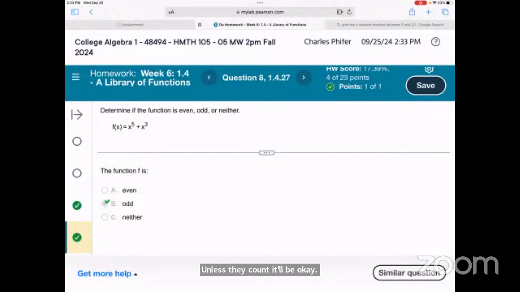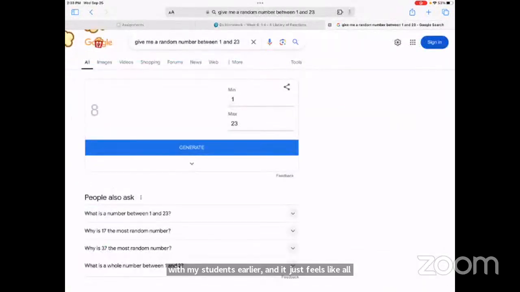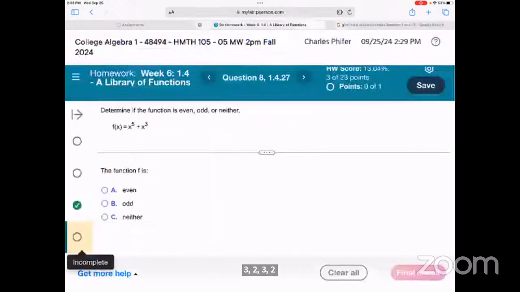Let's do another question. I worked this same set with my students earlier, and it just feels like a lot of the questions are totally different. 18. Did we do 18 already? 19, 18. So we'll do 19.